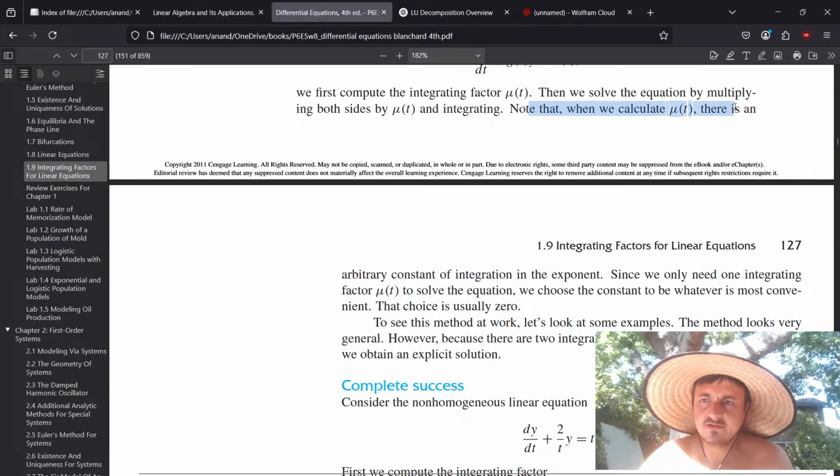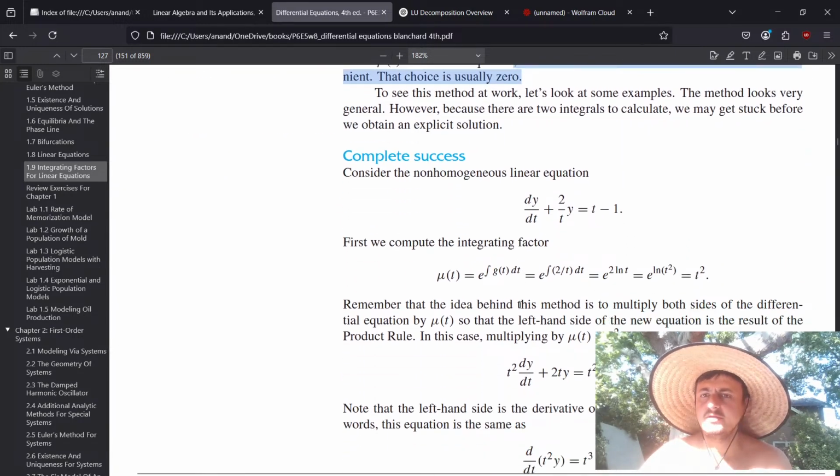Note that when we calculate u of t, there is an arbitrary constant of integration in the exponent. Since we only need one integrating factor u of t to solve the equation, we usually choose the constant to be whatever is most convenient, and that choice is usually... Okay, I was wondering about that.